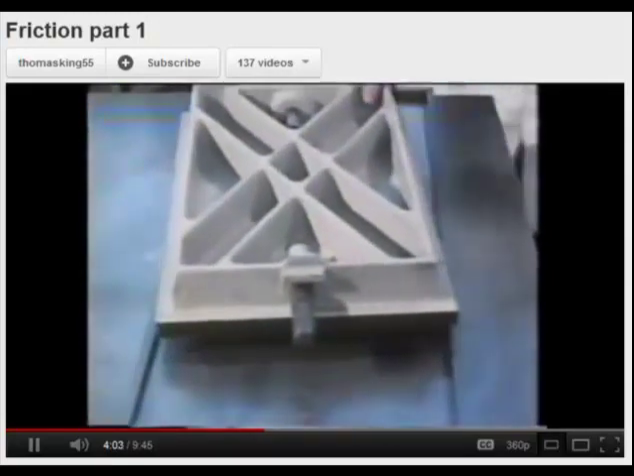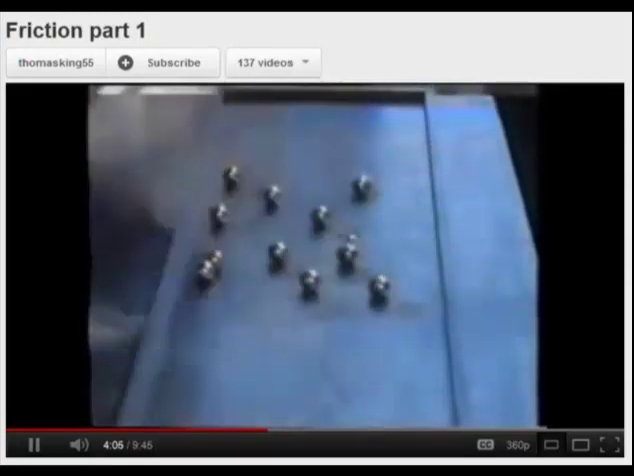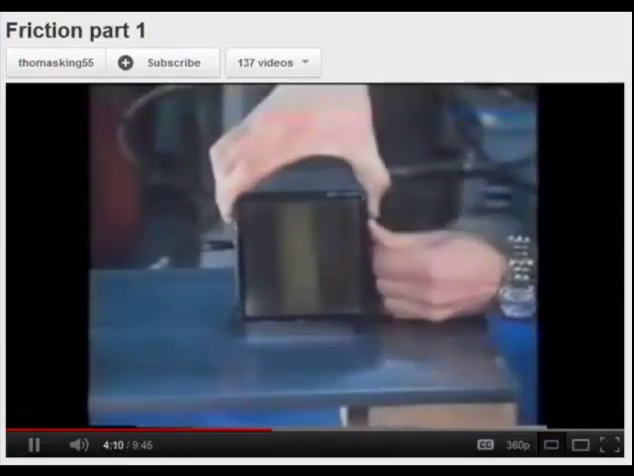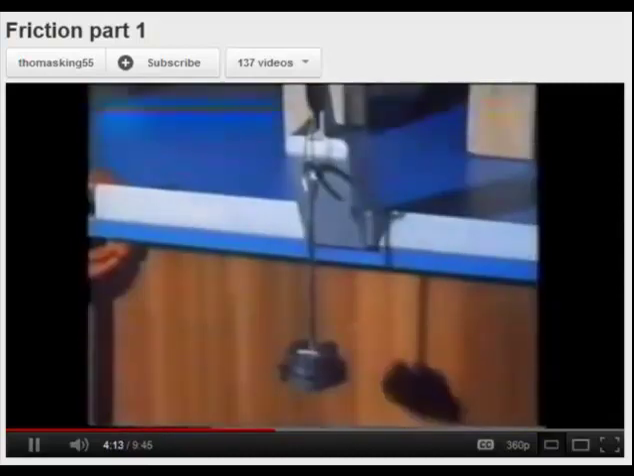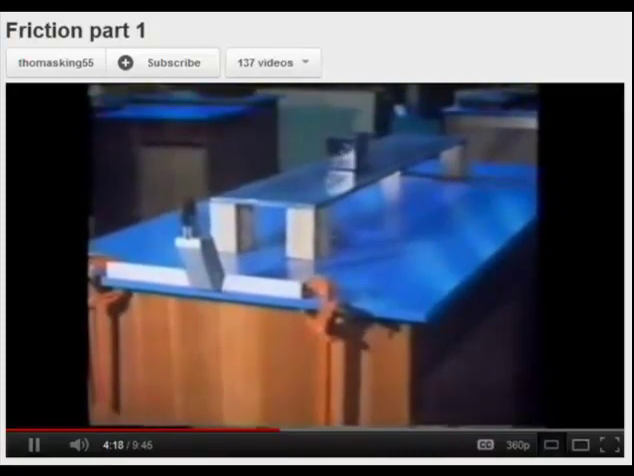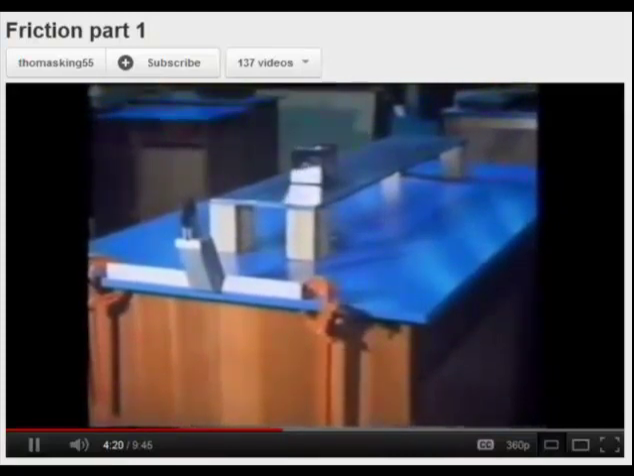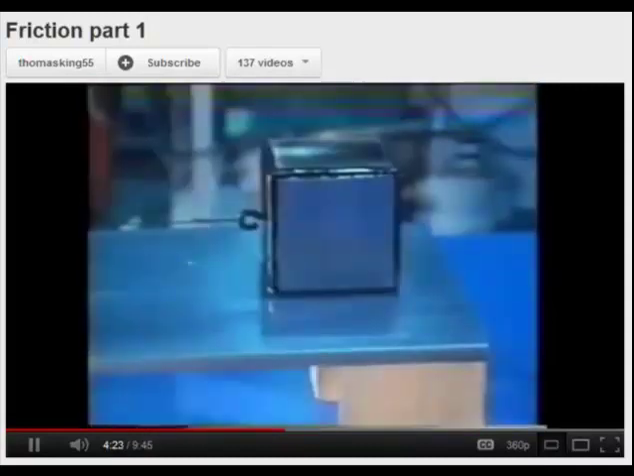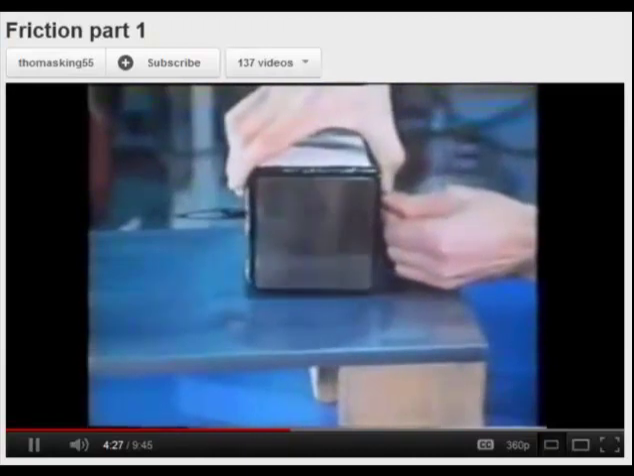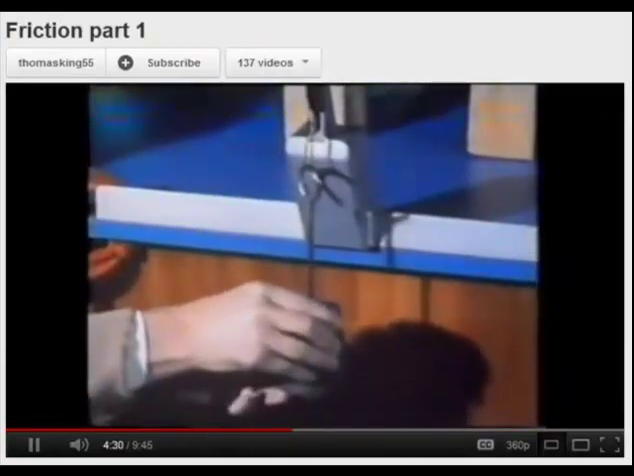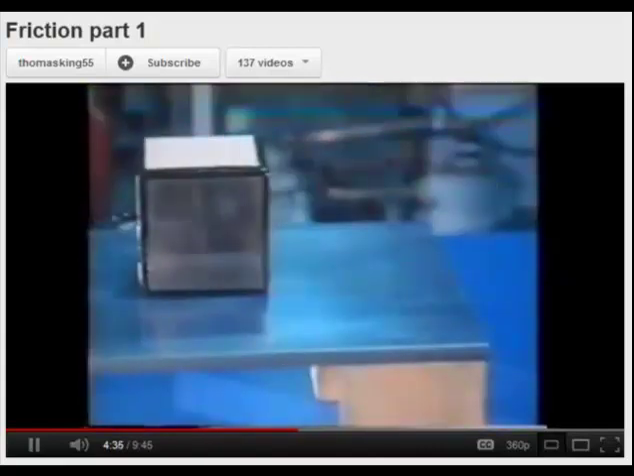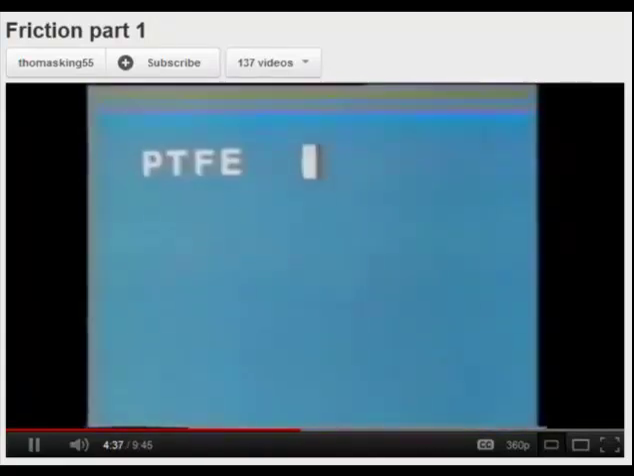Does friction depend on the types of material in contact? This cube has four different faces. Let's put a plastics material in contact with a mild steel surface. It takes very little force to move the cube because it's a low friction material called PTFE. What about mild steel? More weight means more friction.